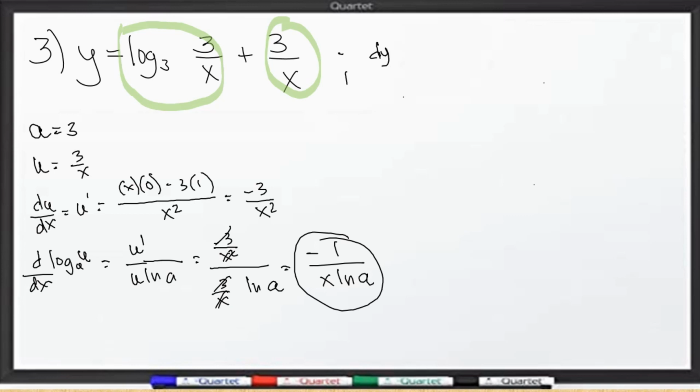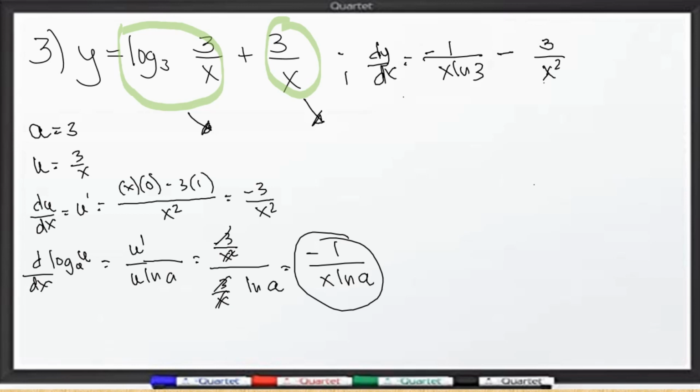The derivative of y with respect to x is the derivative of the first one plus the derivative of the second one. The derivative of the first one is negative 1 over x ln of a. What is a? ln of 3. Mangyayari minus po tayo dahil ang derivative ng 3 over x is 3 over x squared.